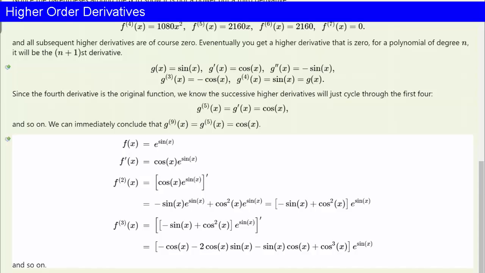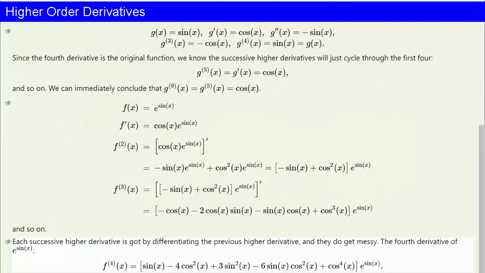Now you have to use the product rule on that expression to get the third derivative. And I won't even spell it out in words. You can look at it on the screen. Each successive higher derivative is got by differentiating the previous higher derivative, and they do get messy for this function. This is where Maple and Mathematica, the two competing computer-based mathematics software programs, come into play. All I have to do is type in the appropriate command, and either one of these systems will immediately give me the fourth derivative of e to the sine x, which I have written out here and which I'm definitely not going to read out.